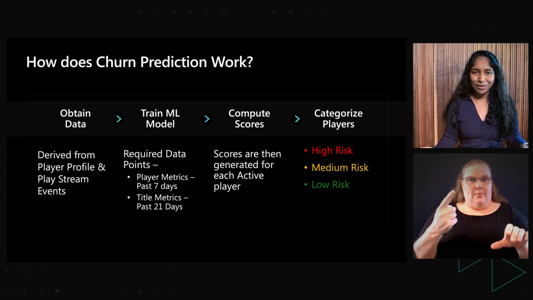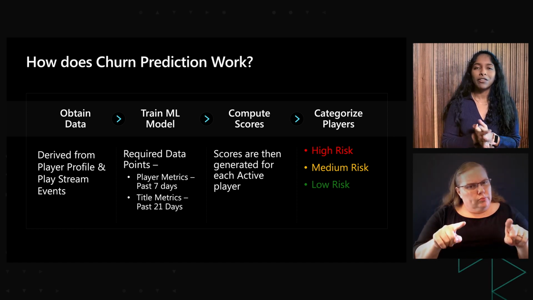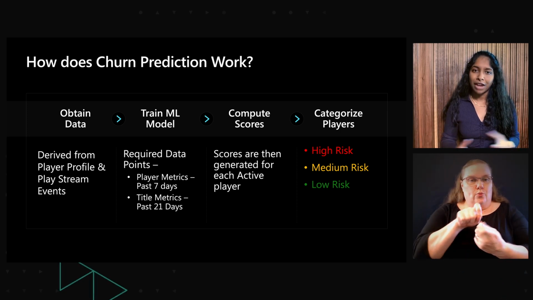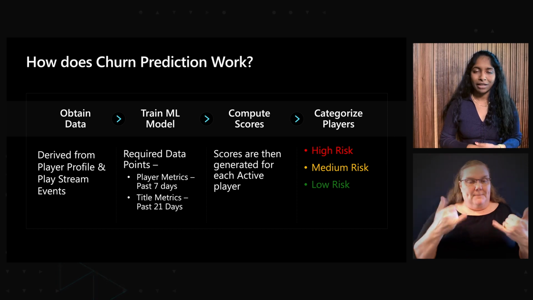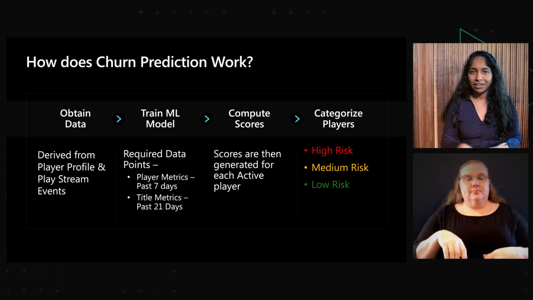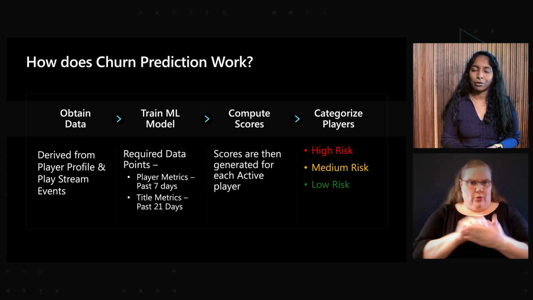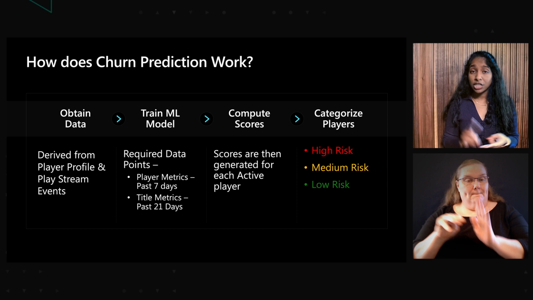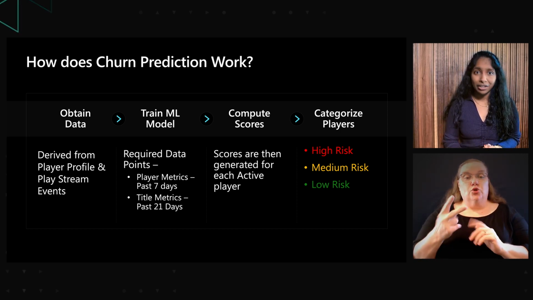So how does player churn prediction work? The first step is to obtain the data. We require specific data points for this feature, and these are directly derived from player profile and playstream events from your PlayFab account. No additional data is required from your end. The next step is to train the ML model with the data that we've just derived. Here, we train the model with two main data points. The first one is player data.